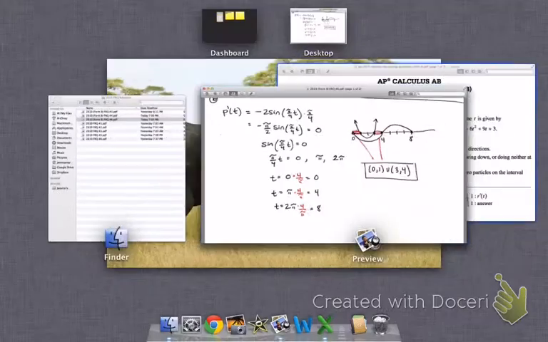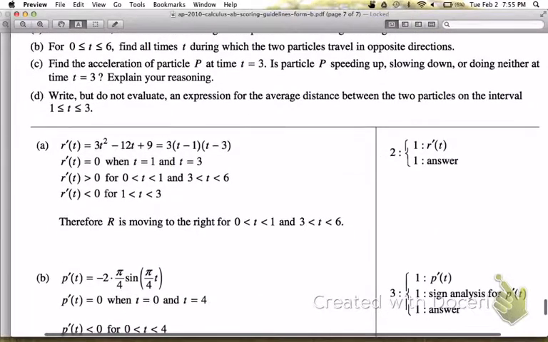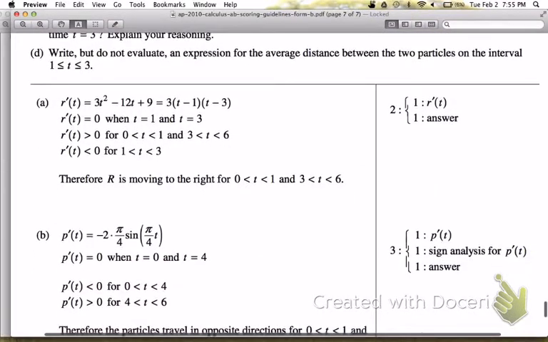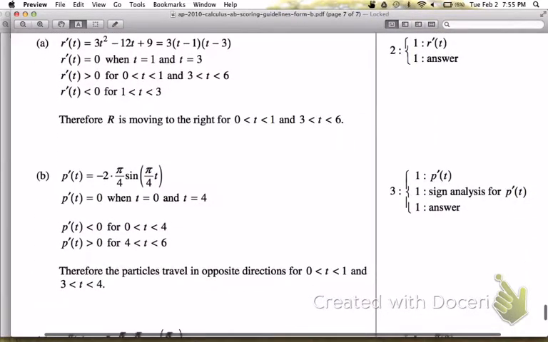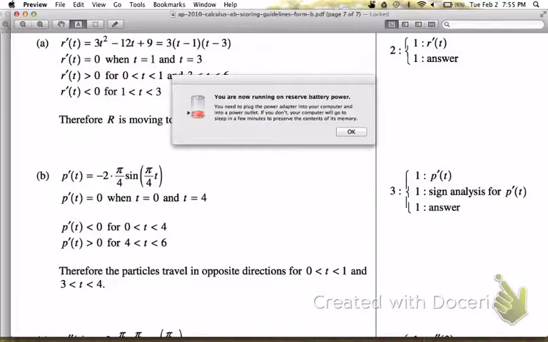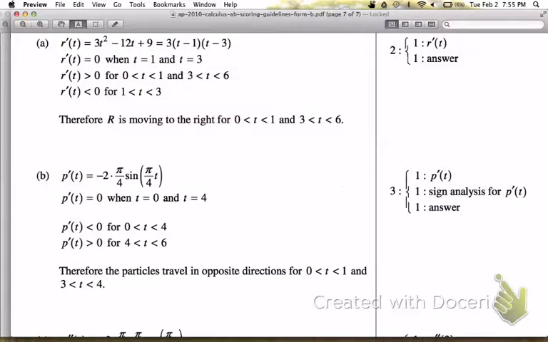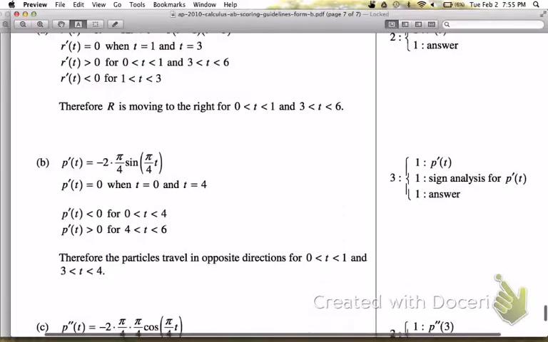And that one is worth 3 points. You get 1 point for getting the derivative of P of t. So we got that together. We get 1 point for analyzing the sign of P of t, so understanding that it was positive after 4 and negative before 4, and you could either do that by looking at the graph or making a chart or whatever. And you get 1 point for the answer, saying that the two intervals are from 0 to 1 and 3 to 4.